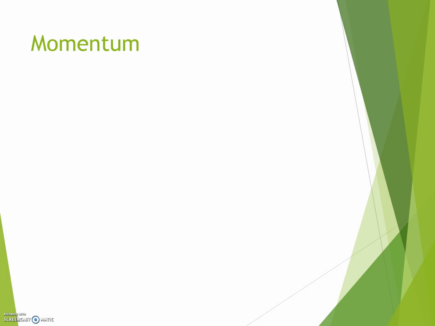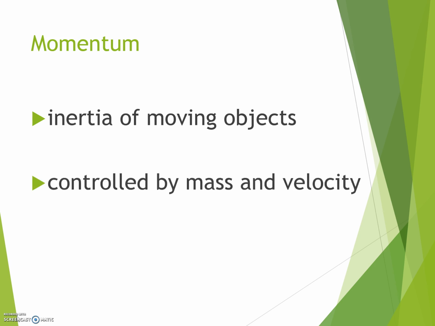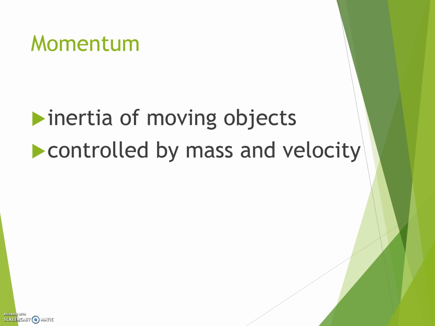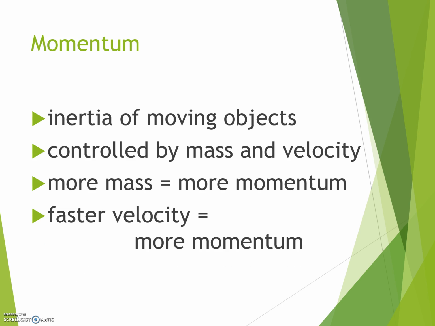Now let's talk about momentum. Momentum is considered inertia of moving objects, and it's controlled by two things. Momentum is controlled by the mass of the object, and it's also controlled by the velocity of an object. The more mass an object has, the more momentum it possesses, and the faster the velocity of the object, the more momentum the object possesses.